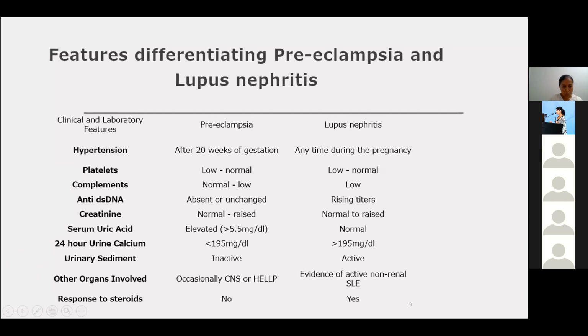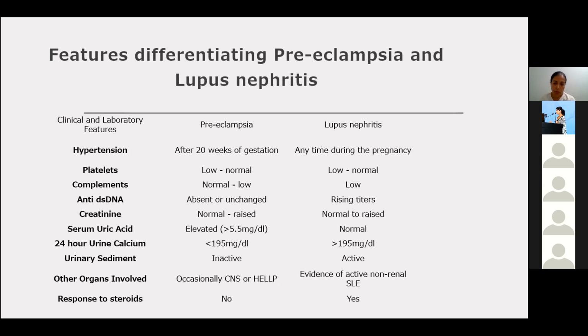And 24-hour urine calcium, we don't usually do this test. It's low in preeclampsia and high in lupus nephritis. The urinary sediments are inactive in preeclampsia, whereas in lupus nephritis they are active, like there are cellular sediments. Other organs occasionally involved in preeclampsia, like the CNS or liver, may be affected.